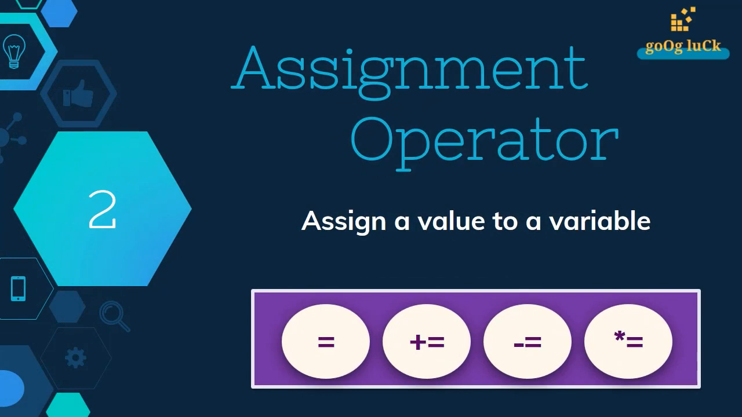The assignment operator is used to assign a value to a variable. The characters which come under this operator are equal, plus equal to, minus equal to, multiplication equal to, etc. For example, you declare a variable as var equals 10. So this equals is your assignment operator and is used to assign a value to a variable. Let's get back to our Jupyter notebook and learn more about it.